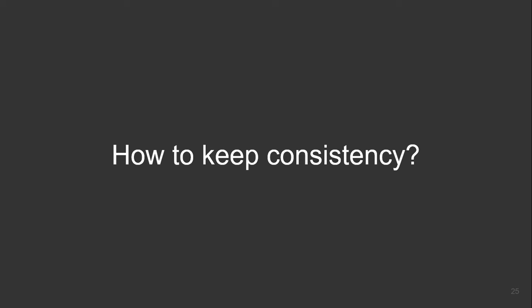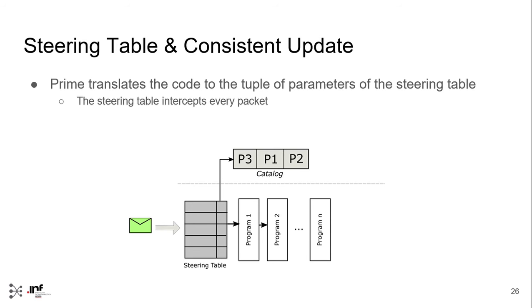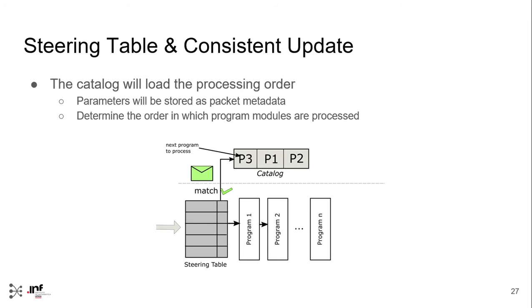we also present techniques to keep consistency when we steer a packet through composite programs. The steering table plays a central role in providing consistency. The steering table intercepts every packet that enters the switch. When a packet matches the steering table, an action, which we call the catalog, will load the processing order for this packet. This processing order will be stored as packet metadata, which is per-packet state, and determines the order in which programs will process this packet.